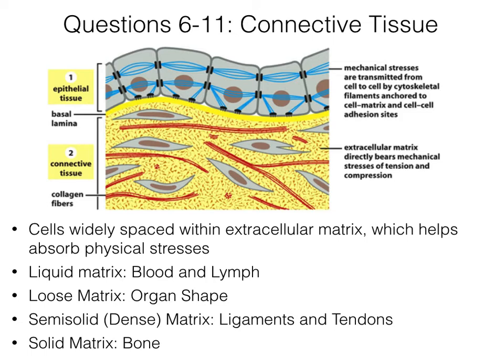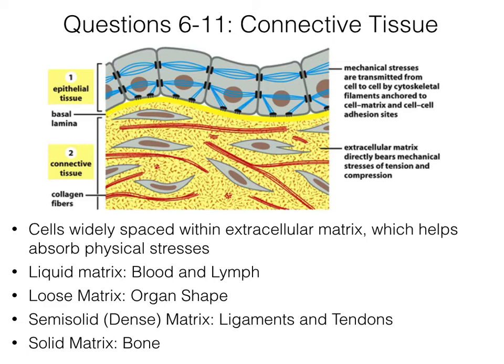Or the matrix can be relatively loose. Basically, I could take any organ in your body, and if I took all the living cells out, I would still have something shaped like that organ. What I would have left is the matrix, and it's basically made up of proteins, sometimes with carbohydrates in there. But it's something for the living cells to attach to and help hold that organ shape and structure.